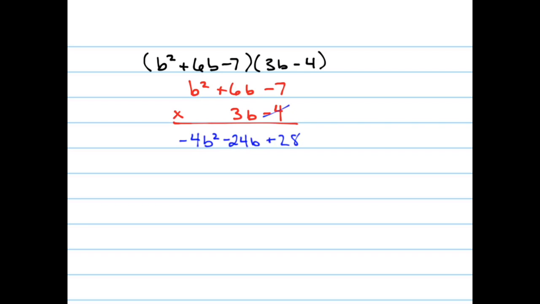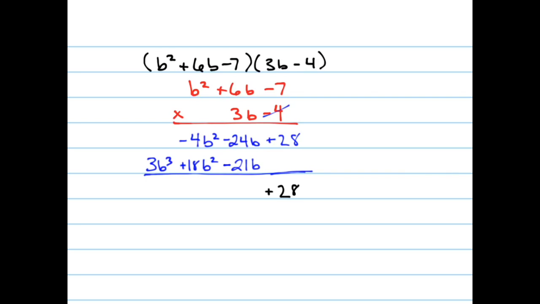Now when I move on to the next term, I go to the next line down and I leave a space. Now this is especially helpful because when I multiply 3b by negative 7, I get negative 21b. And so if I leave that open space, when I write negative 21b, it's right below the negative 24b, and so my like terms line up. 3b times 6b is a positive 18b squared. And 3b times b squared is 3b to the third. So now my like terms are all lined up, and I can just add them straight down.